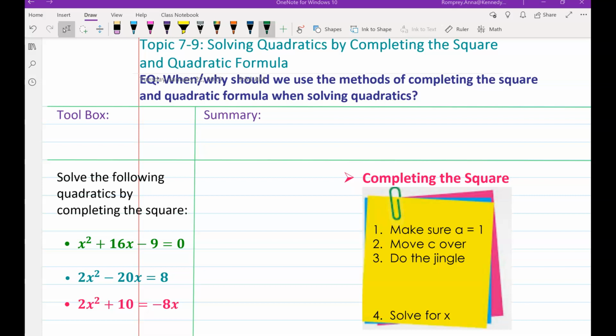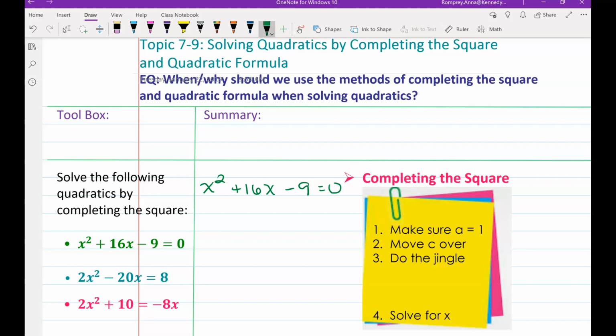So this first one, x squared plus 16x minus 9 equals 0. Okay, same rules apply. It's got to be in standard form. It's got to be set equal to 0. Check A, B, C, and set equal to 0. Check and check. Okay, so for completing the square, this is going to be another one that's a little procedural.